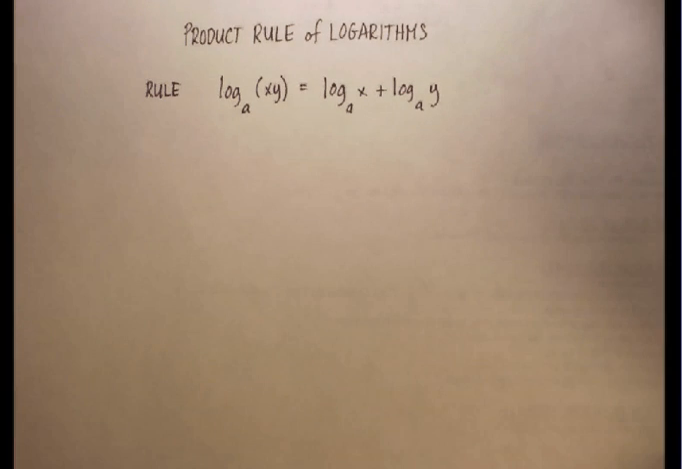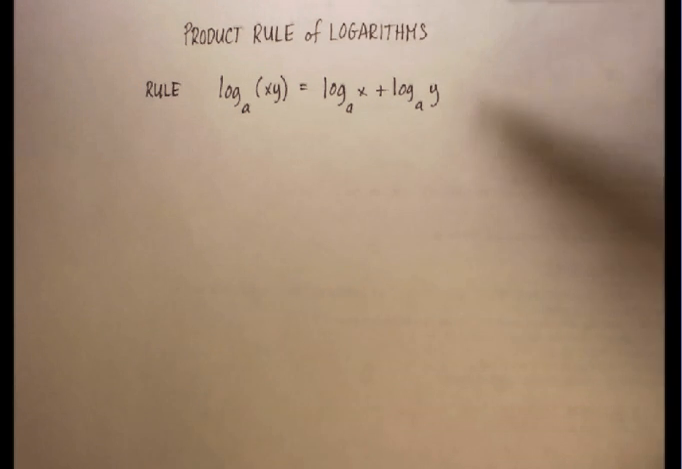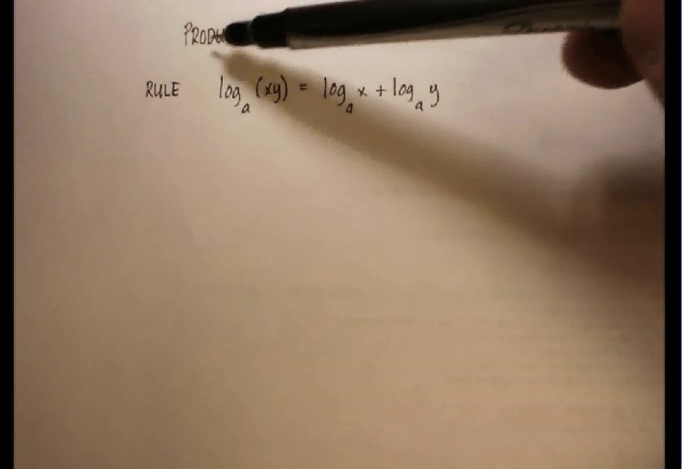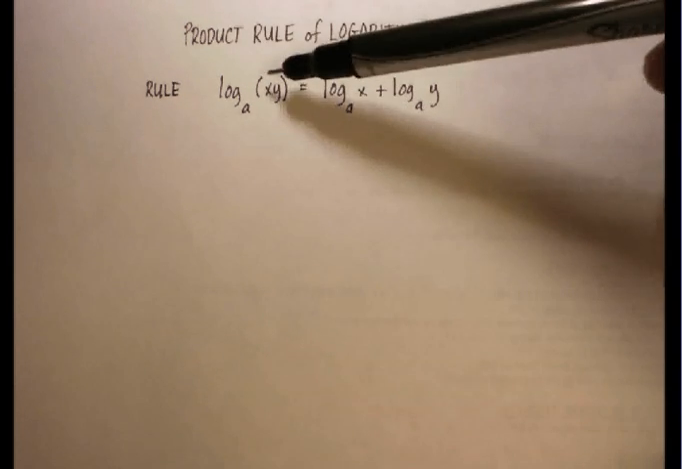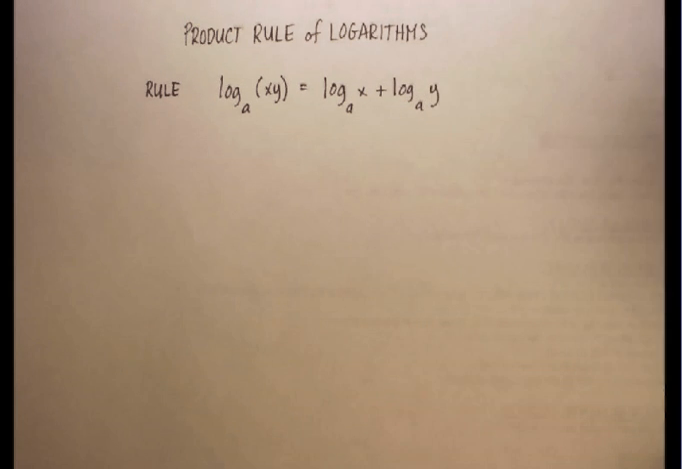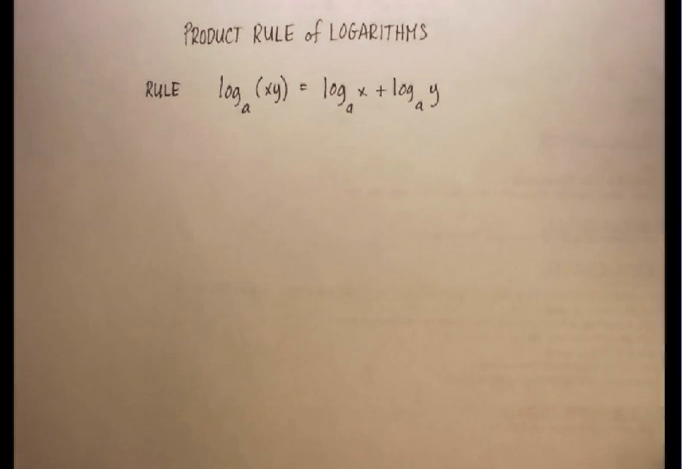Okay, this video is a demonstration of the product rule of logarithms. And just like the name implies, the product rule is basically finding two factors of any individual number and then applying them so that you can solve for the logarithm. Okay, so here's the rule already written out for you. Let's take a look at it.